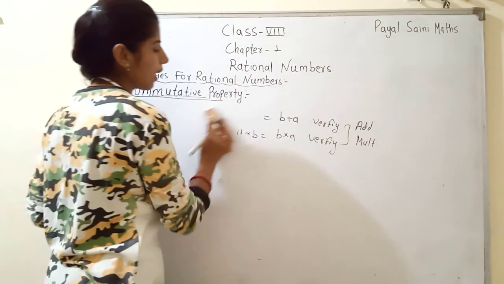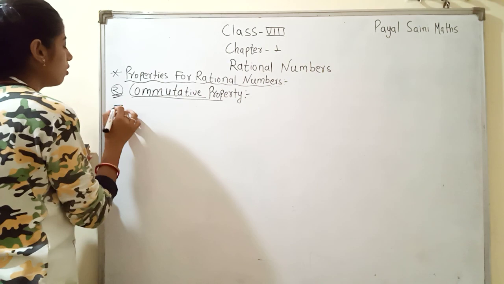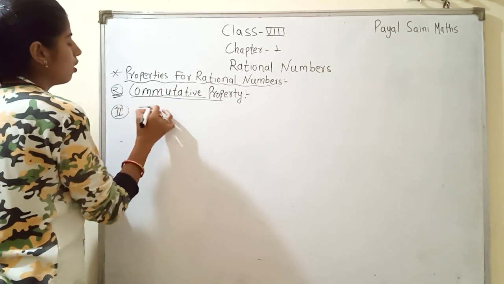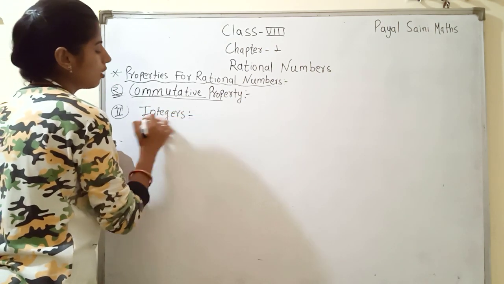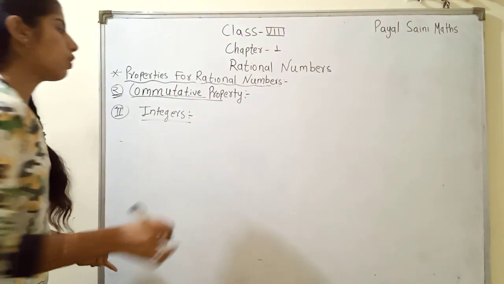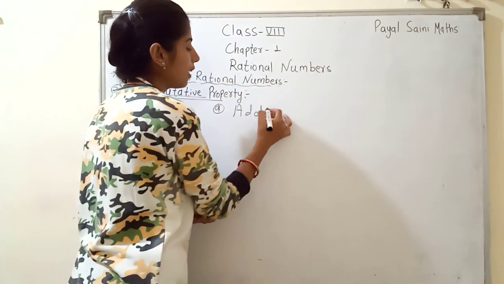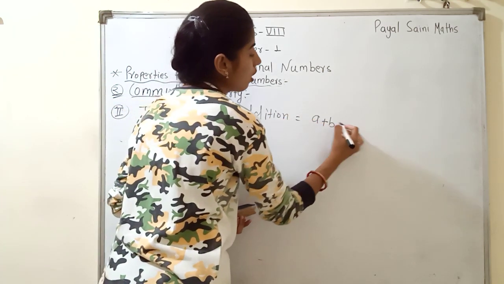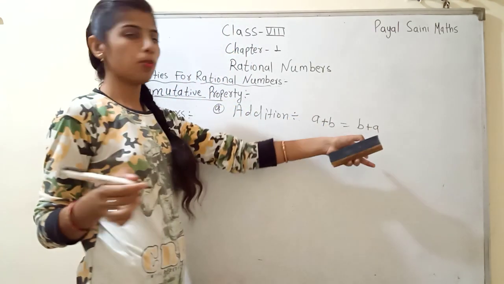What is the second? Second is integers. For integers, same method. For integers, the first method is for addition. A point is for addition. In addition, same like that: A plus B equal to B plus A.